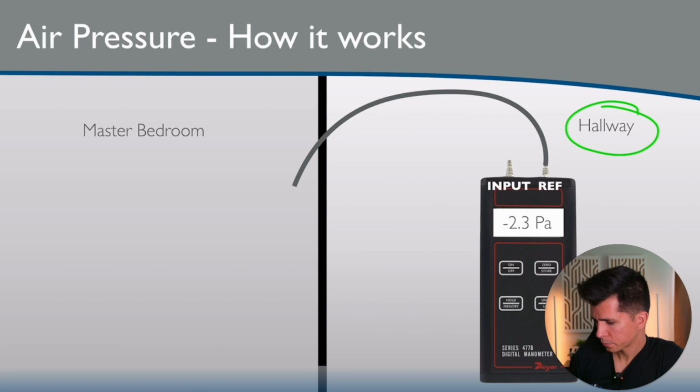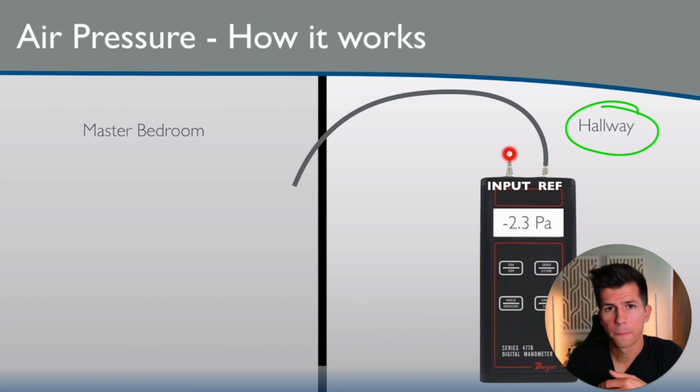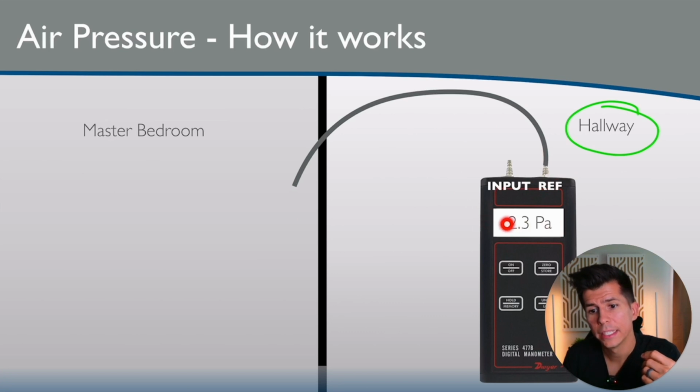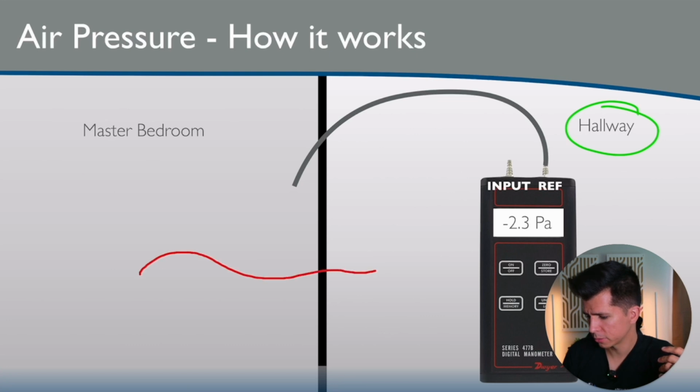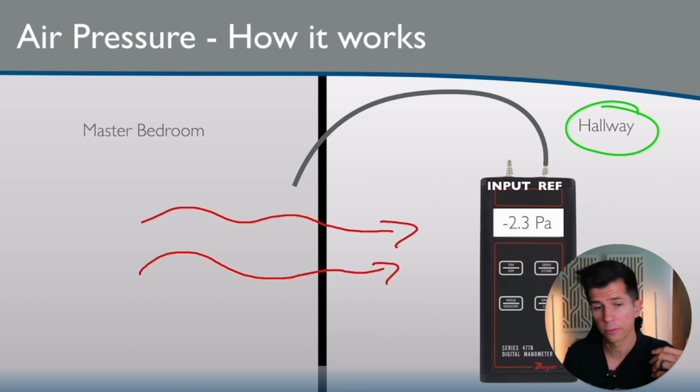So in this situation, we're measuring the input here. This is how I like to remember it: input. In the hallway, it's -2 pascals in reference to, REF, in reference to the master bedroom. So the hallway is -2 pascals in reference to the master bedroom. In other words, the hallway has less pressure than the master bedroom, -2 pascals less. Well, pressure goes from high to low. So which way would the air be moving? It would be moving from the master bedroom into the hallway, right? It's going from high to low because in the hallway, it's -2 less.